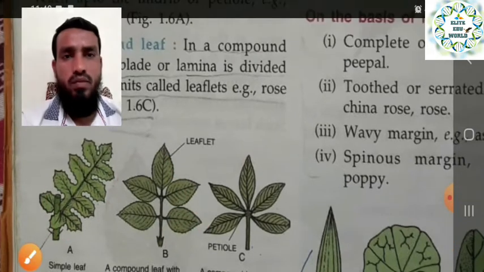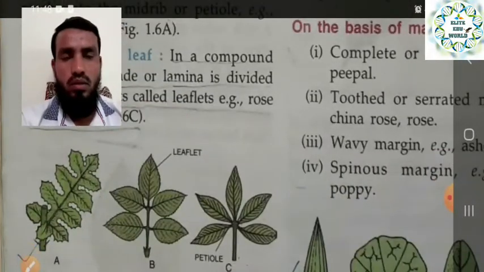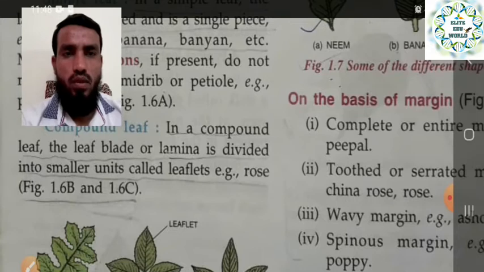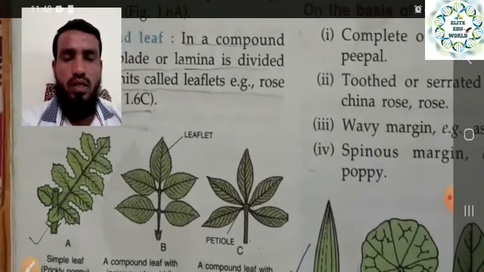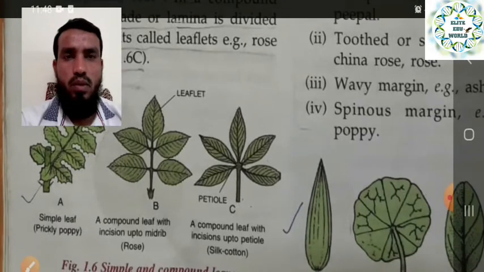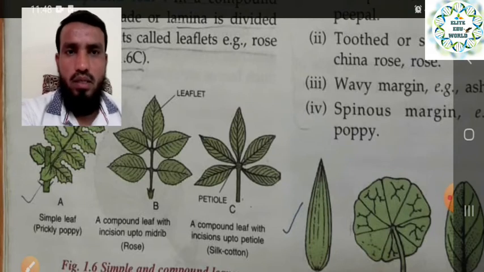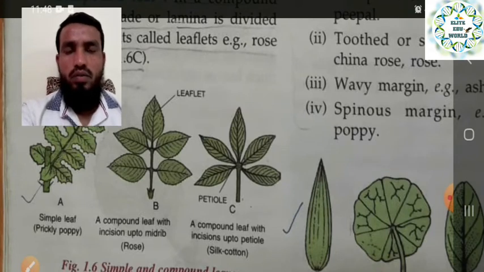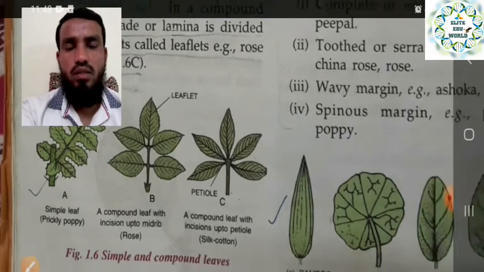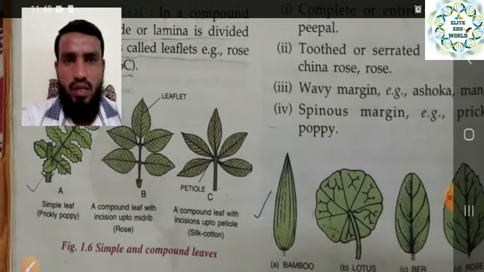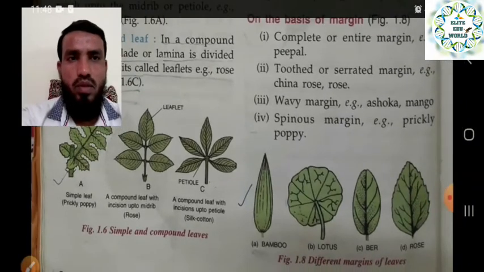That is why it is called the compound leaf. And in a simple leaf there is only one piece. That is the basic difference between the compound leaf and the simple leaf. B and C are both examples of the compound leaf. A is an example of the simple leaf, but B and C are examples of the compound leaf. The simple leaf has only one piece, and the compound leaf has different small leaflets, maybe 4 or 5 leaflets. One leaf is divided into small leaflets, that is what is meant by compound leaves, right? So these are the simple and compound types of leaves.